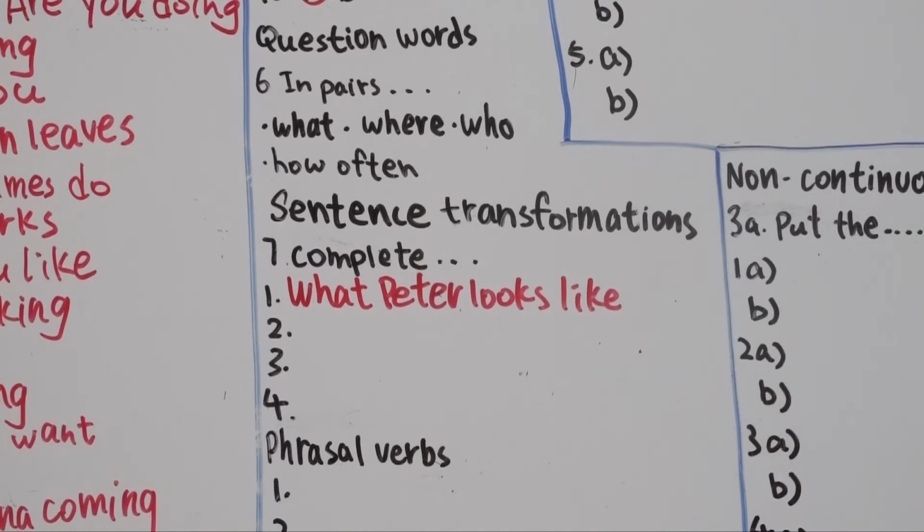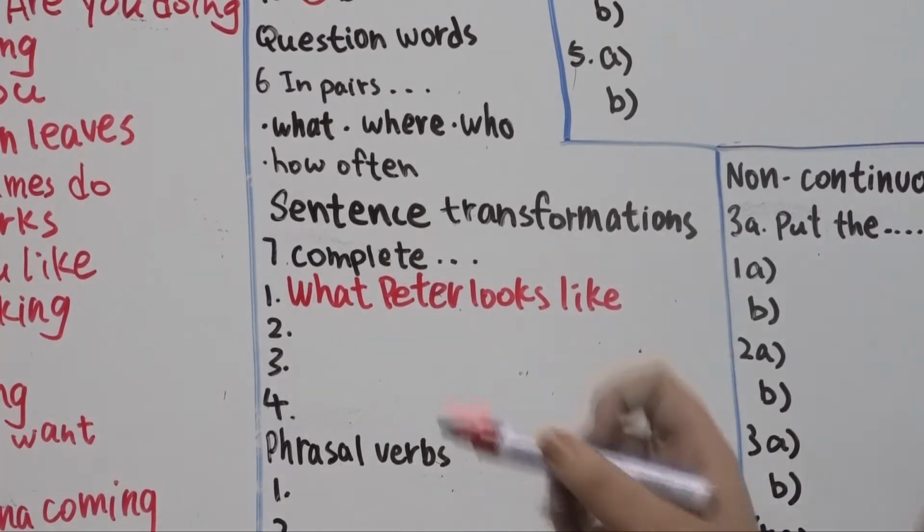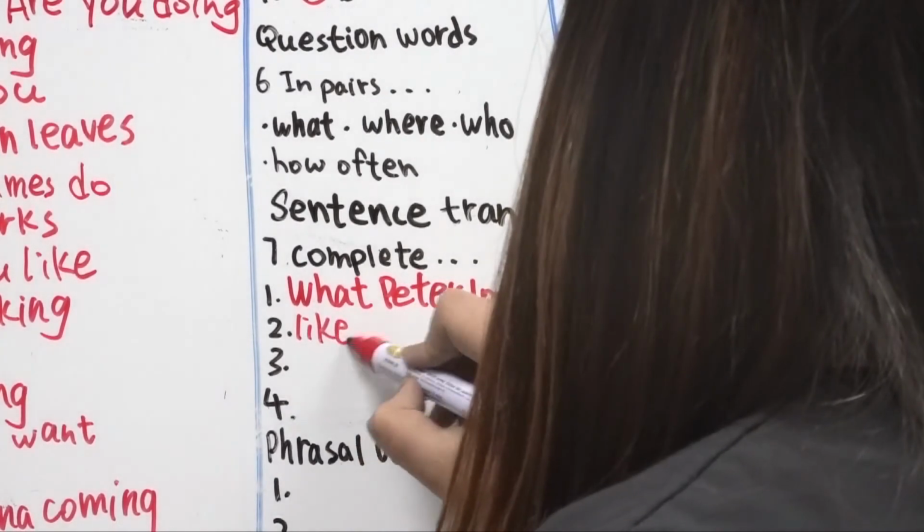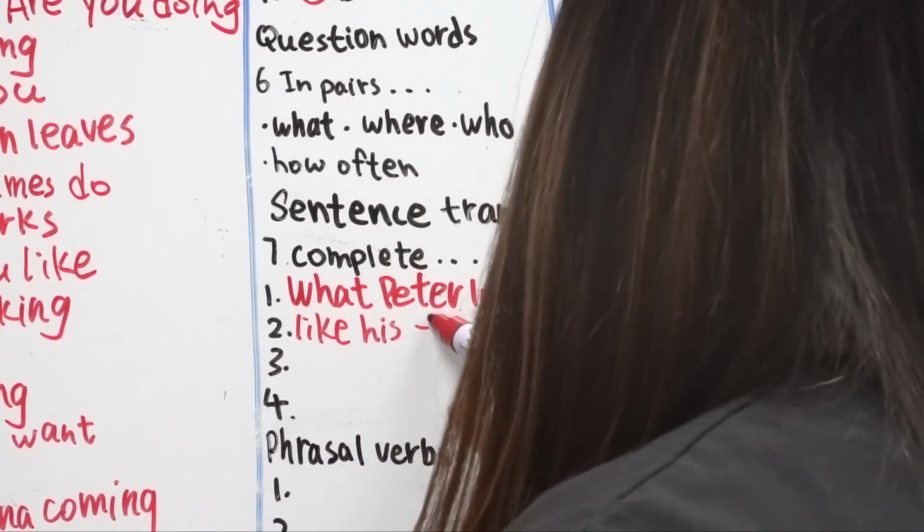Peter takes after his father. Peter takes after his father. How do you transform this sentence? Peter looks. Alright. Do you know what this sentence means? Peter takes after his father. Peter takes after his father means Peter looks like his father. So Peter looks like his father.